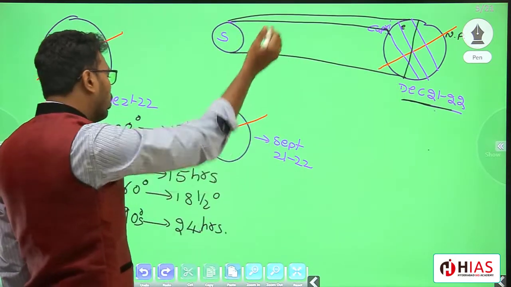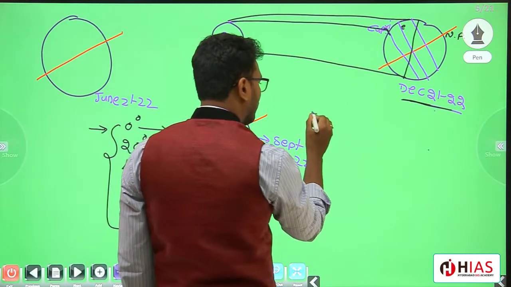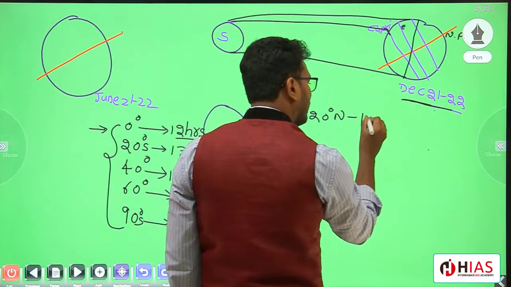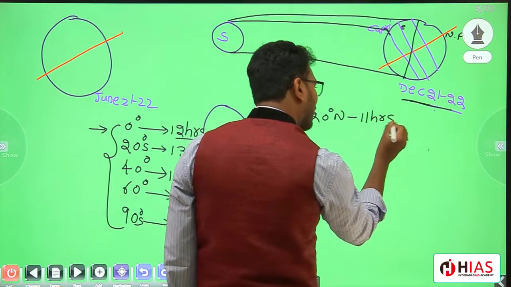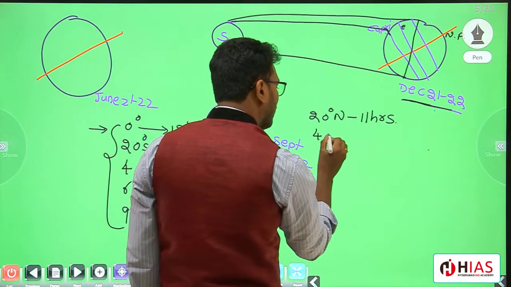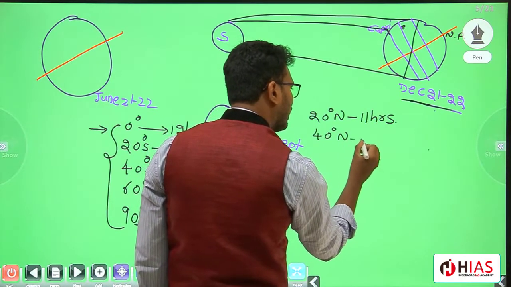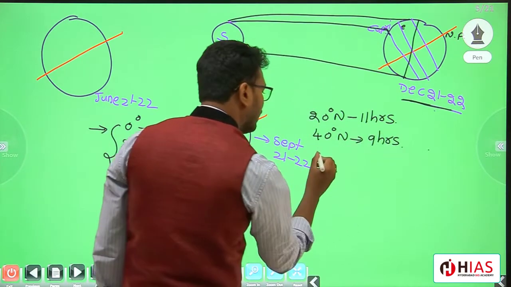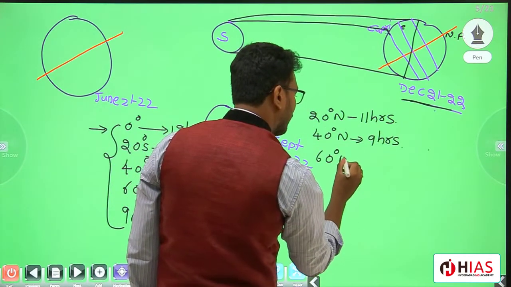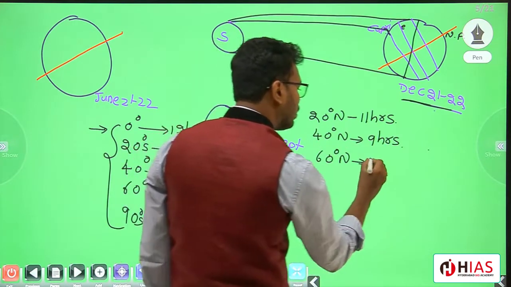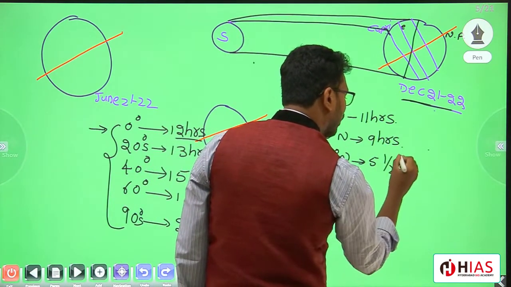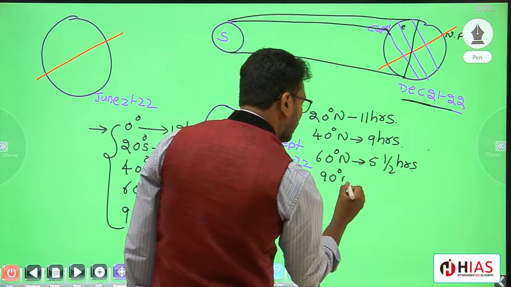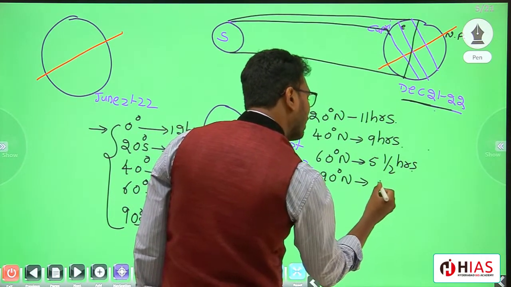Then what about above latitudes? Suppose you take 20 degrees north, what is happening there? Here the length of daylight will be 11 hours. And if you take 40 degrees north, the length of daylight will be 9 hours. At 60 degrees north, the length of daylight will be 5.5 hours. And at 90 degrees north, the total length of the daylight is 0.